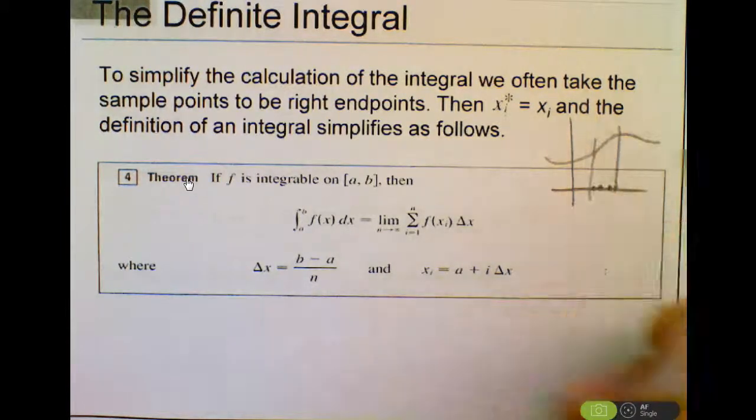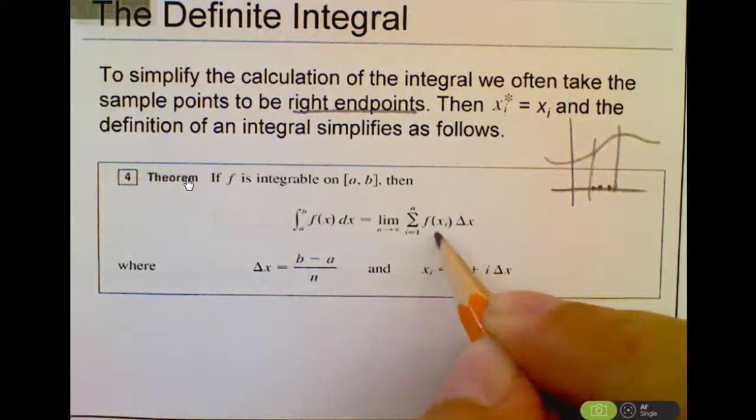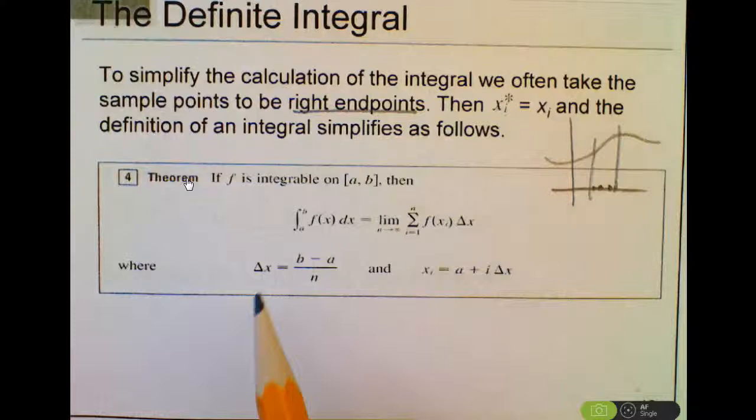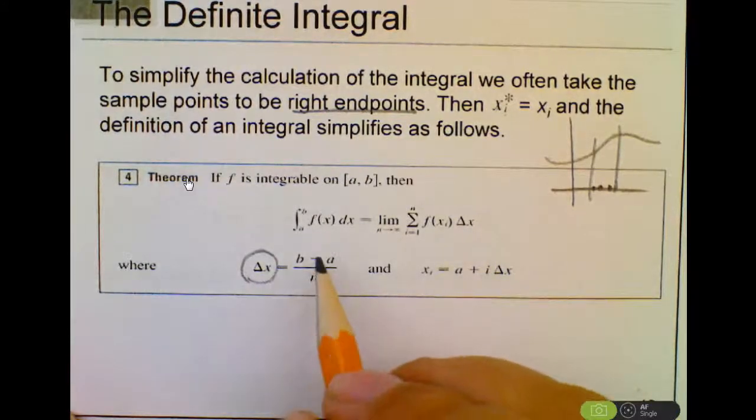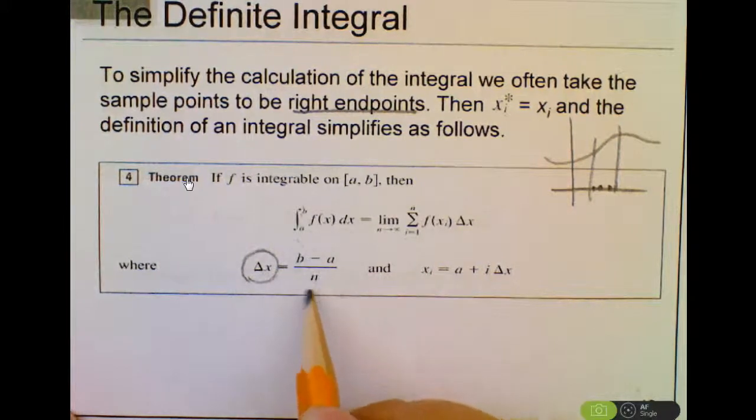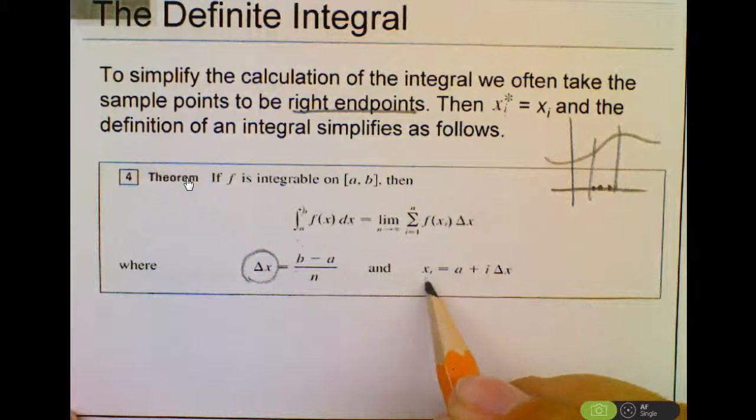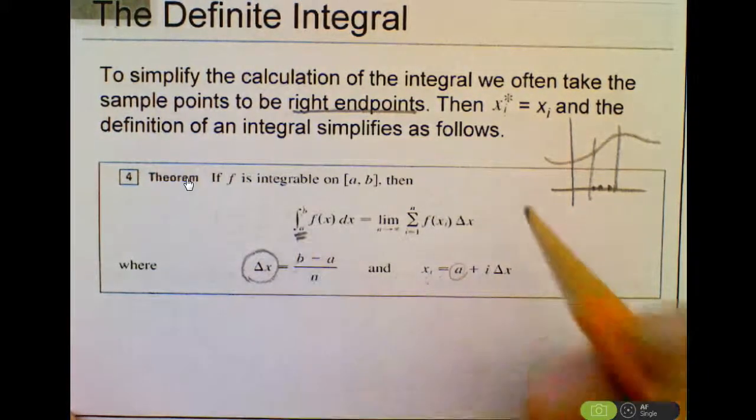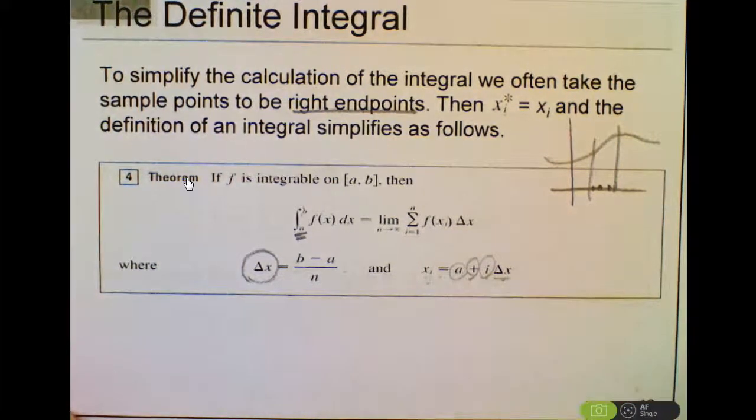Let's just agree that we are going to use the right endpoint. So the formula, instead of looking a little funny with that x star, is just going to look like this. And then delta x is equal to the subtraction of the limits of integration divided by the number of rectangles that you're using. And every x sub i is defined as the first number in the limit of integration plus whatever number of delta x's you're adding.